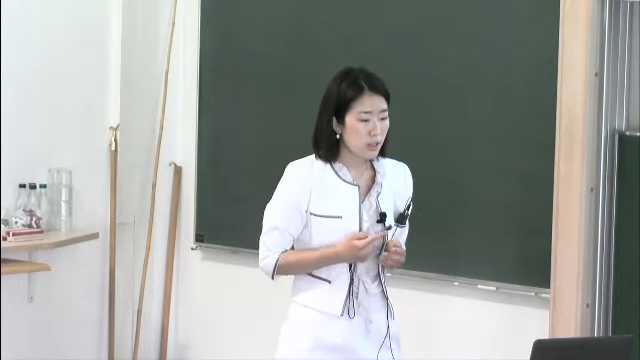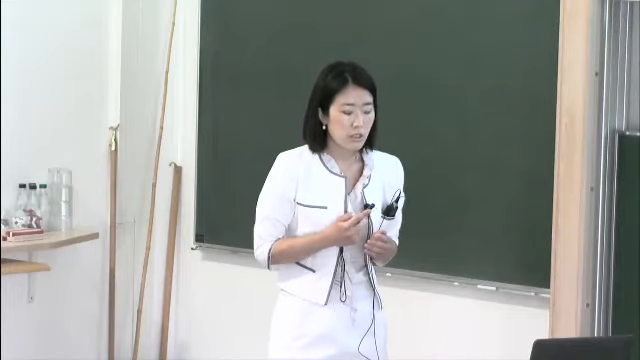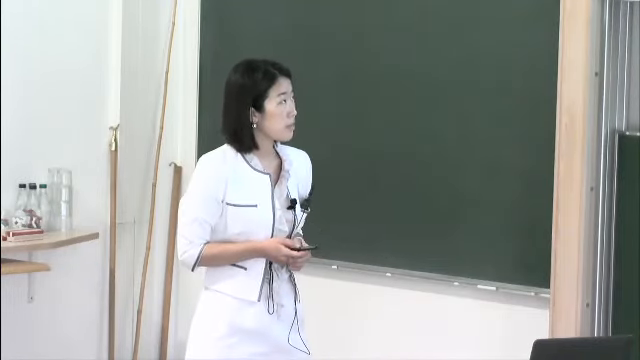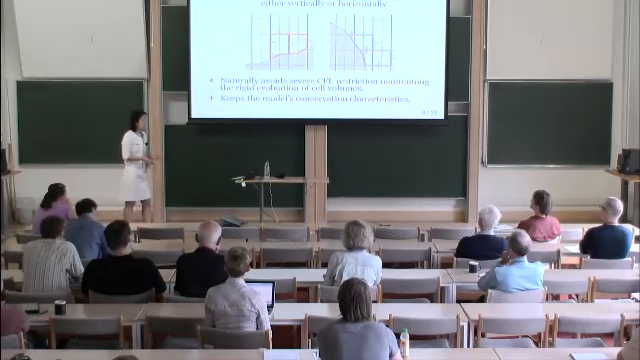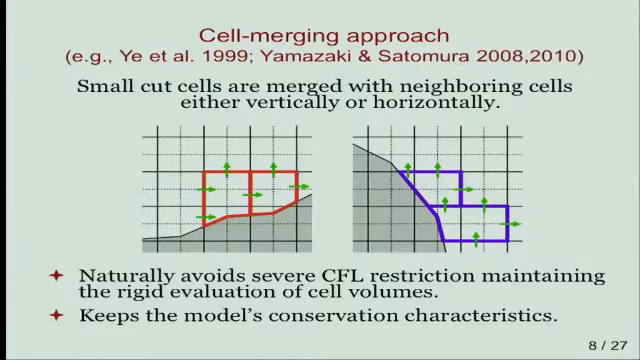And to keep the computational time reasonable for atmospheric simulations, we should find a means to avoid this severe restriction on time steps. There have been a variety of methods to solve this small cell problem, and my model uses a simple cell merging approach. In this approach, small cells cut by topography, whose volume is smaller than half of the regular cell, are combined with a neighboring grid.